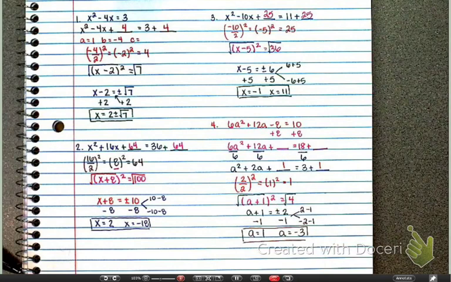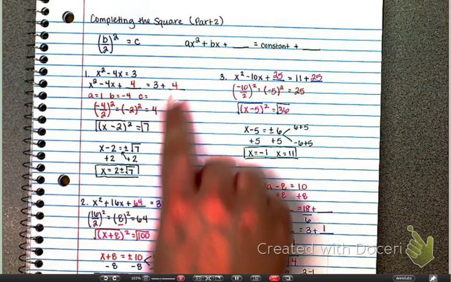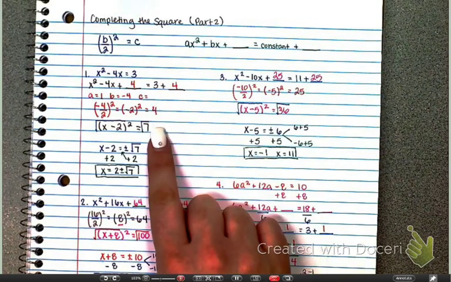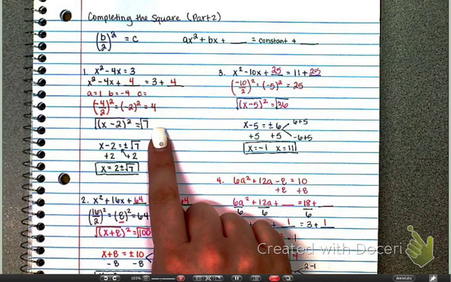Okay, so let's recap for a second. Numbers 1 through 3 should be relatively straightforward. The only difference between yesterday and today is that we have a left-hand side and we're taking square roots. So the only difference is you have a left-hand side and you're taking square roots.